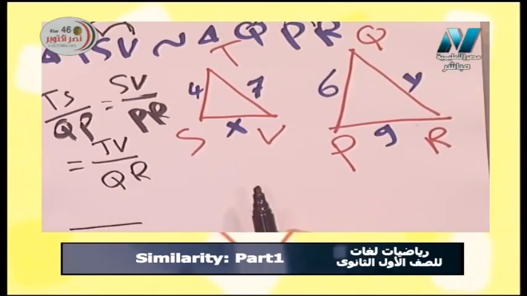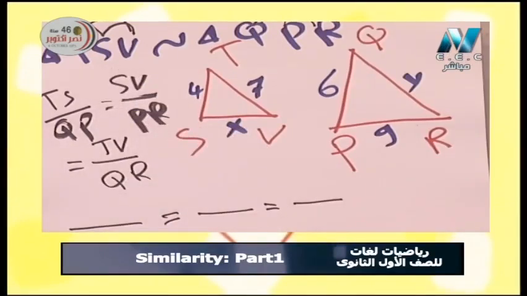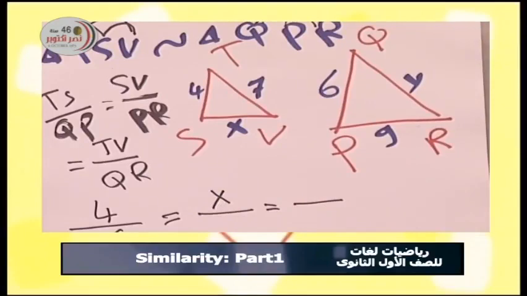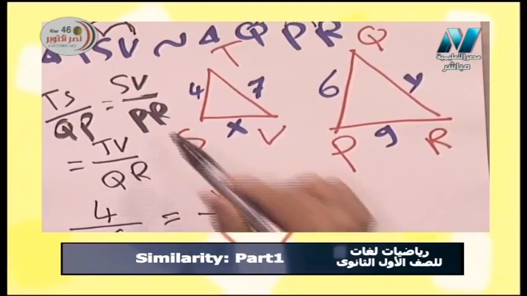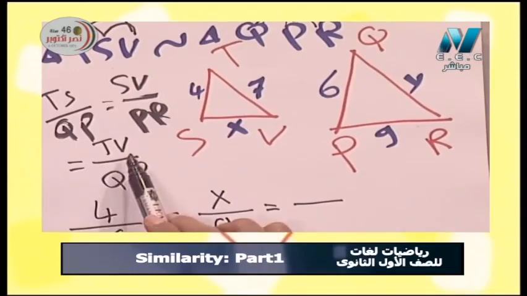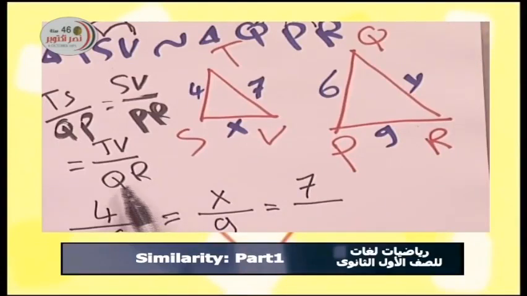Let's go and try to substitute here. TS equals what? Where's TS? TS here equals 4 centimeter, and QP equals 6 centimeter. SV, where is SV? Equal X. Put here X. And PR is 9. TV here is equal 7. And QR is Y.